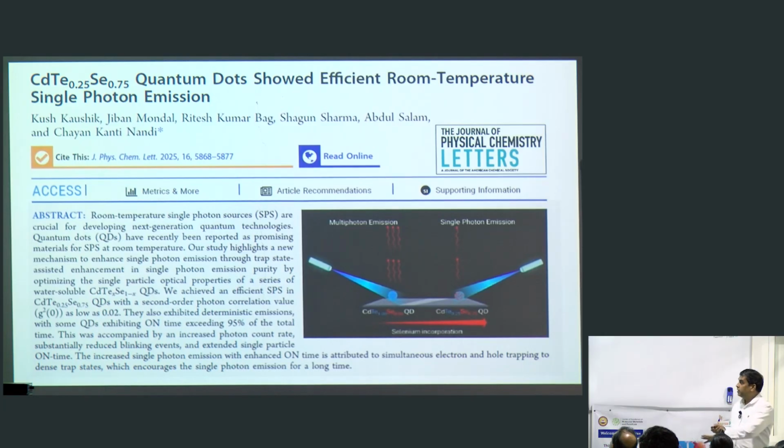Now I'll take another 5 or 7 minutes for another way of understanding, and one of the other important research fields, which is basically single photon emission. Room temperature single photon emission is rather important because it has a lot of applications in quantum technology, and I hope now everybody knows what quantum technology is.